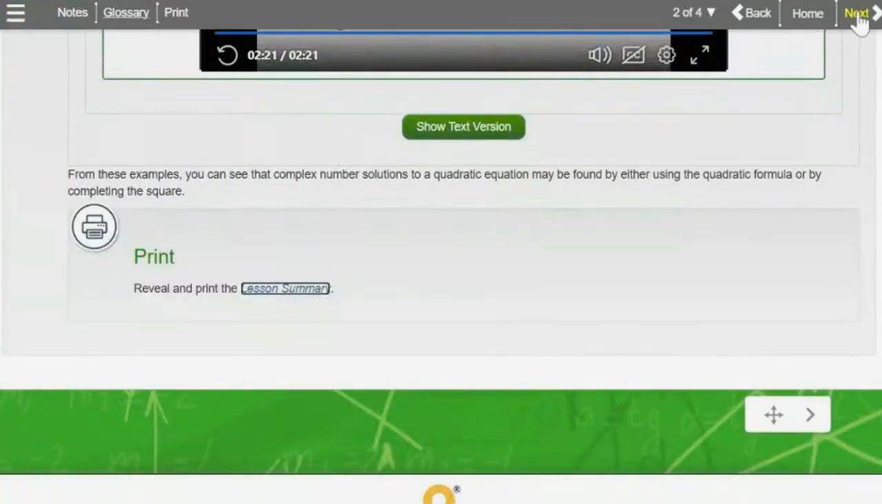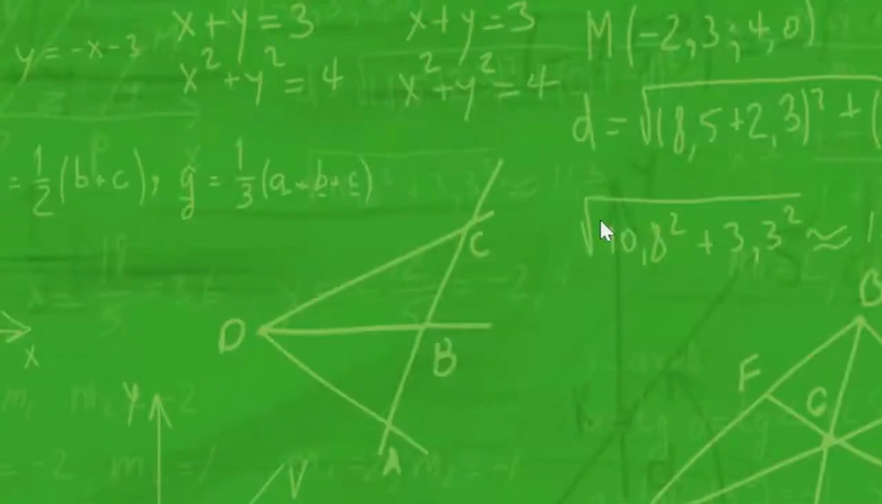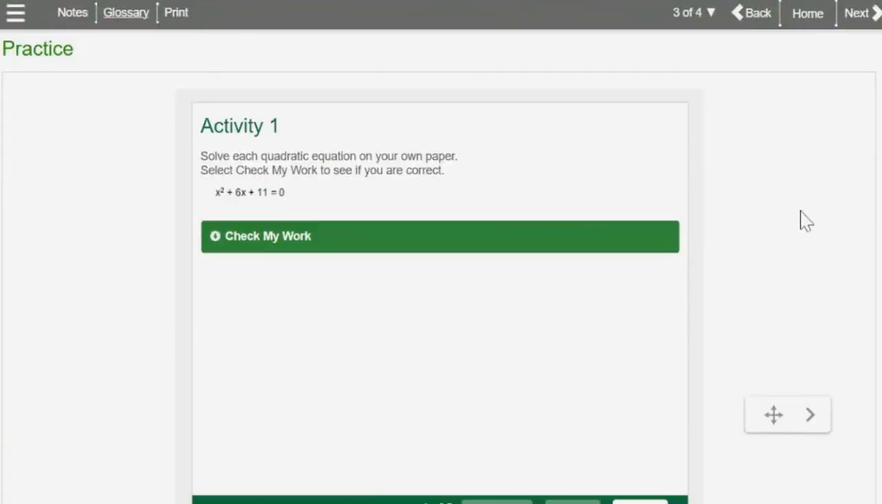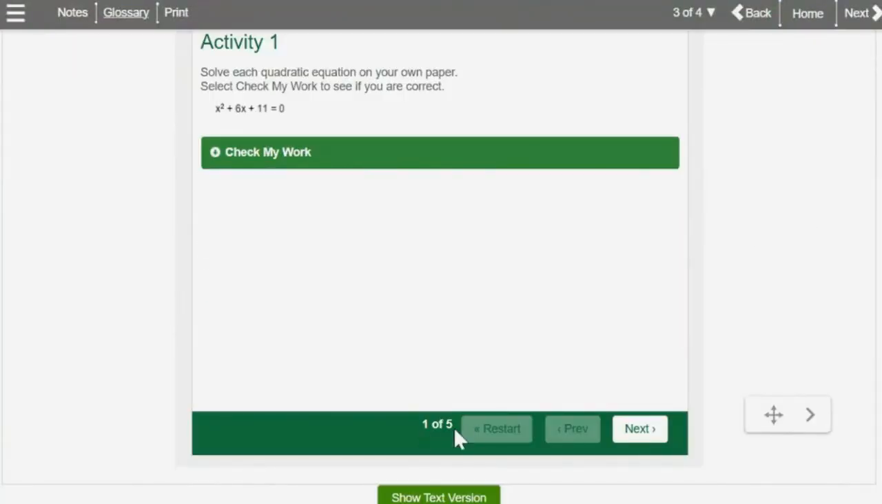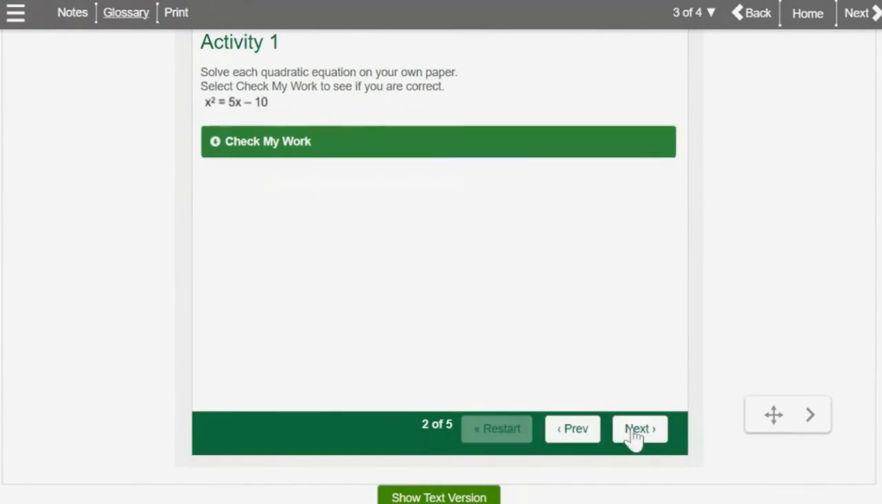So let me see. They do have one page of practice problems here with 5 problems. It says solve each quadratic equation on your own paper. Select C for you're correct. Here, well, let's do one of these.